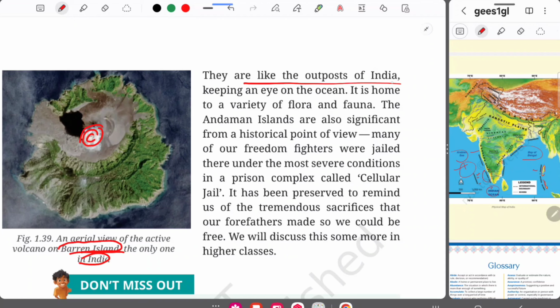They are like the outpost of India. These islands are very important. They are like the outpost of India, keeping an eye on the ocean. It is home to a variety of flora and fauna. The Andaman Islands are also significant from a historical point of view.